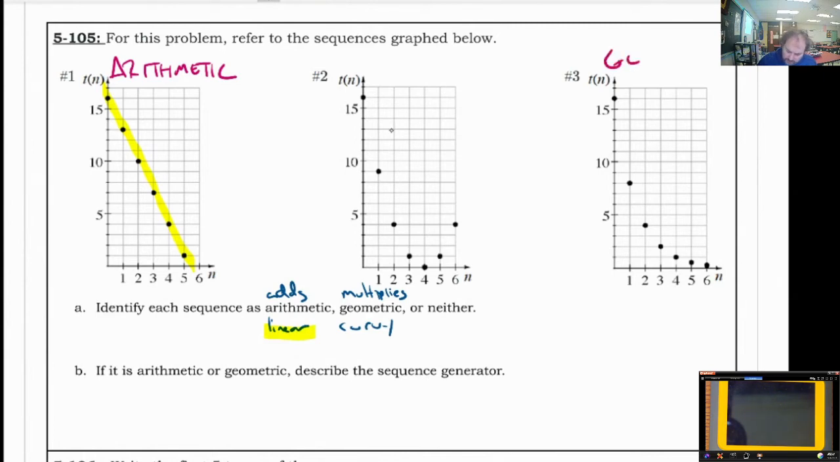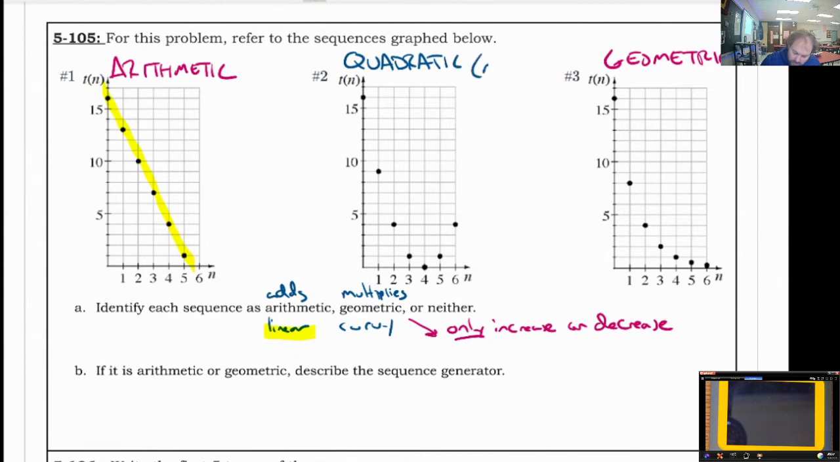This is geometric. And here's the thing about geometric sequences. Geometric sequences only increase or decrease. Here's the dead giveaway. They never do both, because when you're multiplying by a number, you can either keep getting bigger or you can keep getting smaller, but you can't just turn around and suddenly start going bigger again. That's not going to happen if you're multiplying by the same number every time. So that's how I know that number 3 is geometric. Number 2 is actually quadratic, which we will deal with at the very end of this class, which we also say is neither.